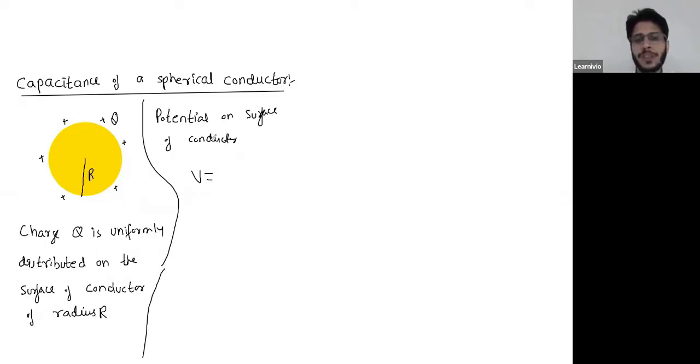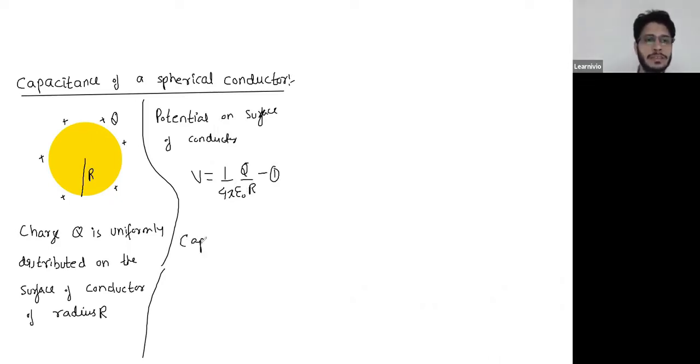Afroza, what is the expression of potential on the surface of a spherical conductor? Yes, KQ by R. Potential on the surface of a spherical conductor is Q by 4 pi epsilon naught capital R. This is what we did in the last class.